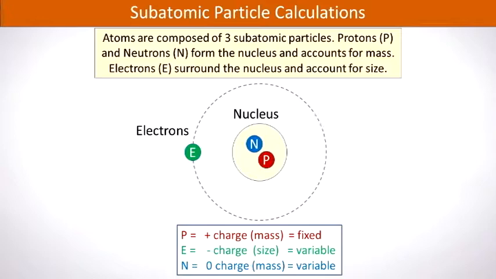Note that protons are positively charged and account for mass, and they have a fixed value. Electrons are negatively charged and account for size, but have a variable value. Neutrons, which have no charge, account for mass and have a variable value.